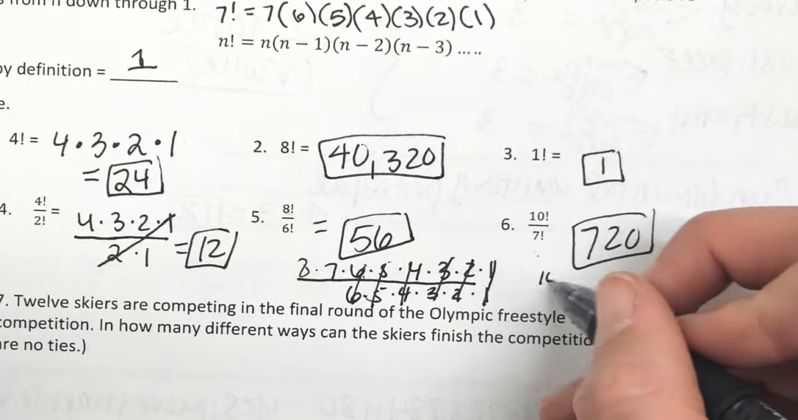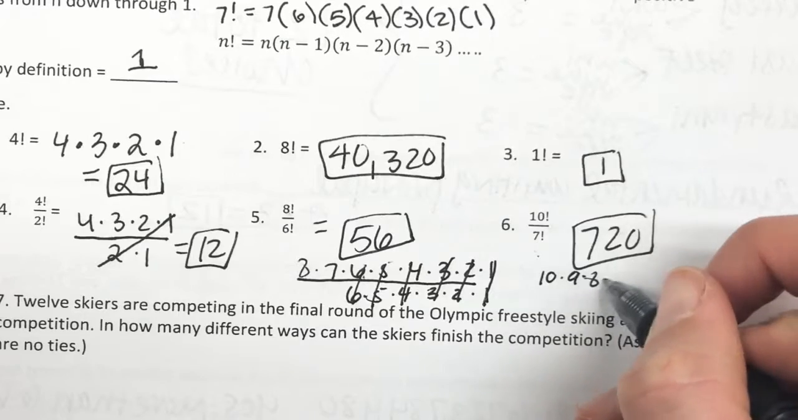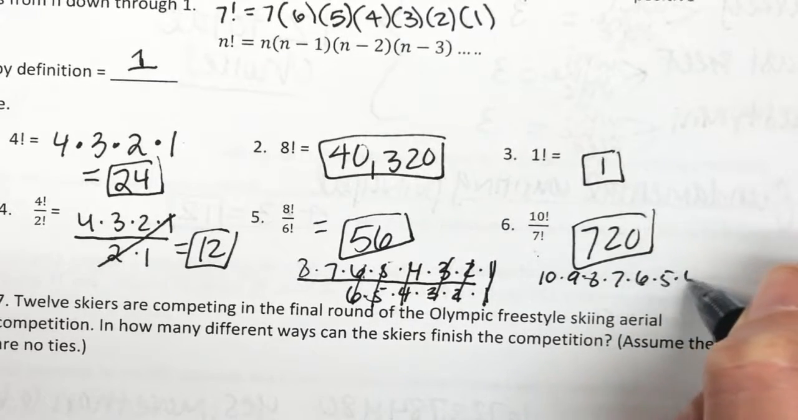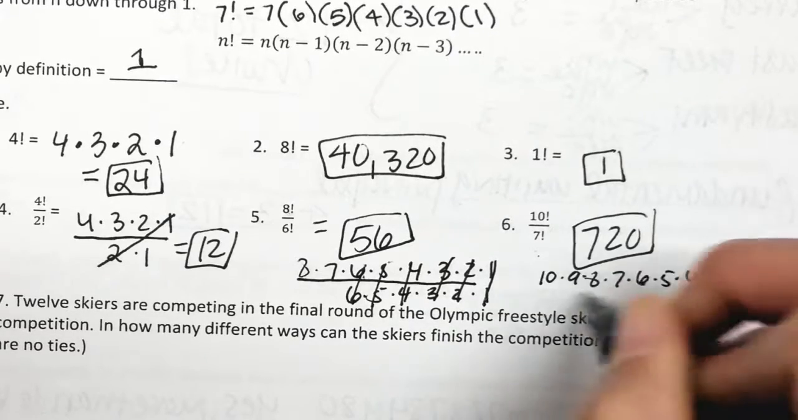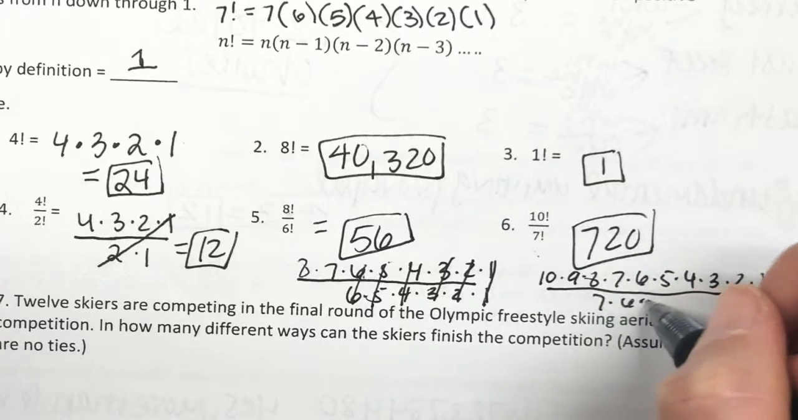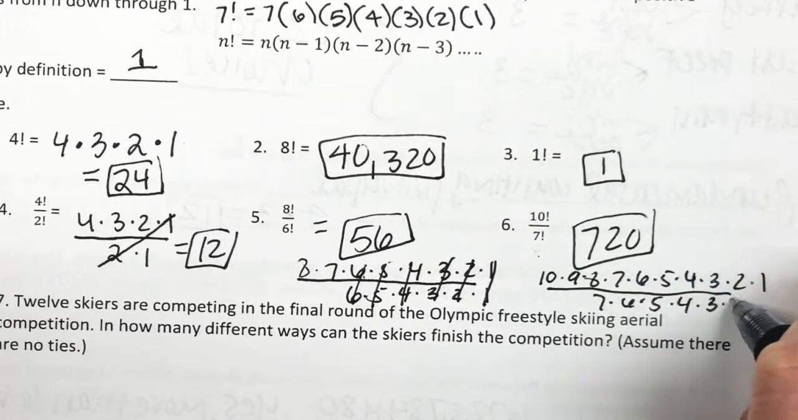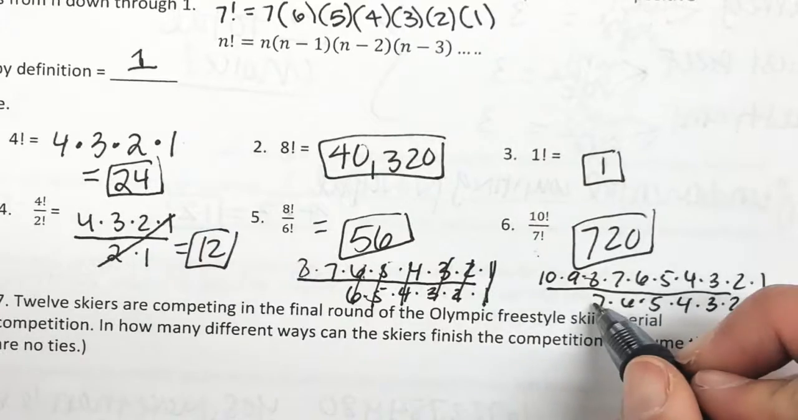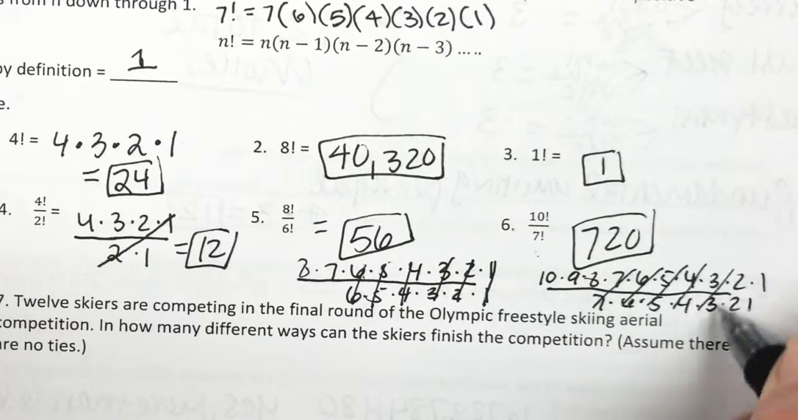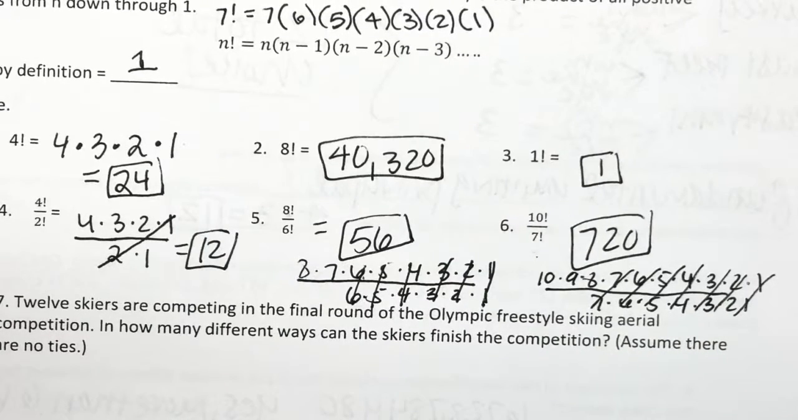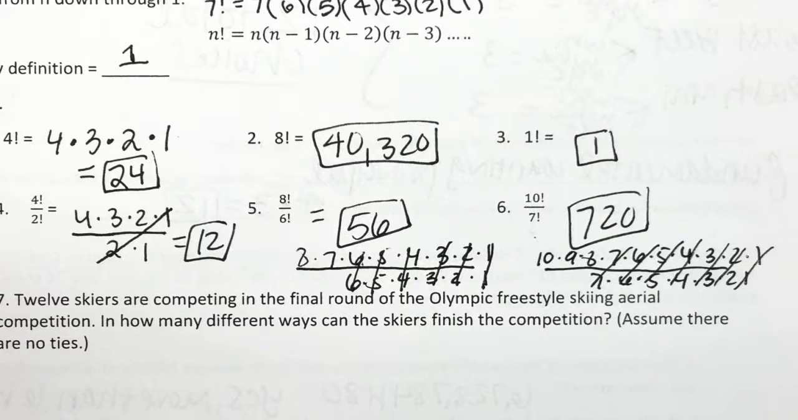Alright, so this one would be 10 times 9 times 8, 7, 6, 5 times 4 times 3 times 2 times 1. Good. All over 7 times 6 times 5. Alright, so all these cancel out, right? So you would only multiply what? 10 times 9 times 8. Good. Any questions about that one?